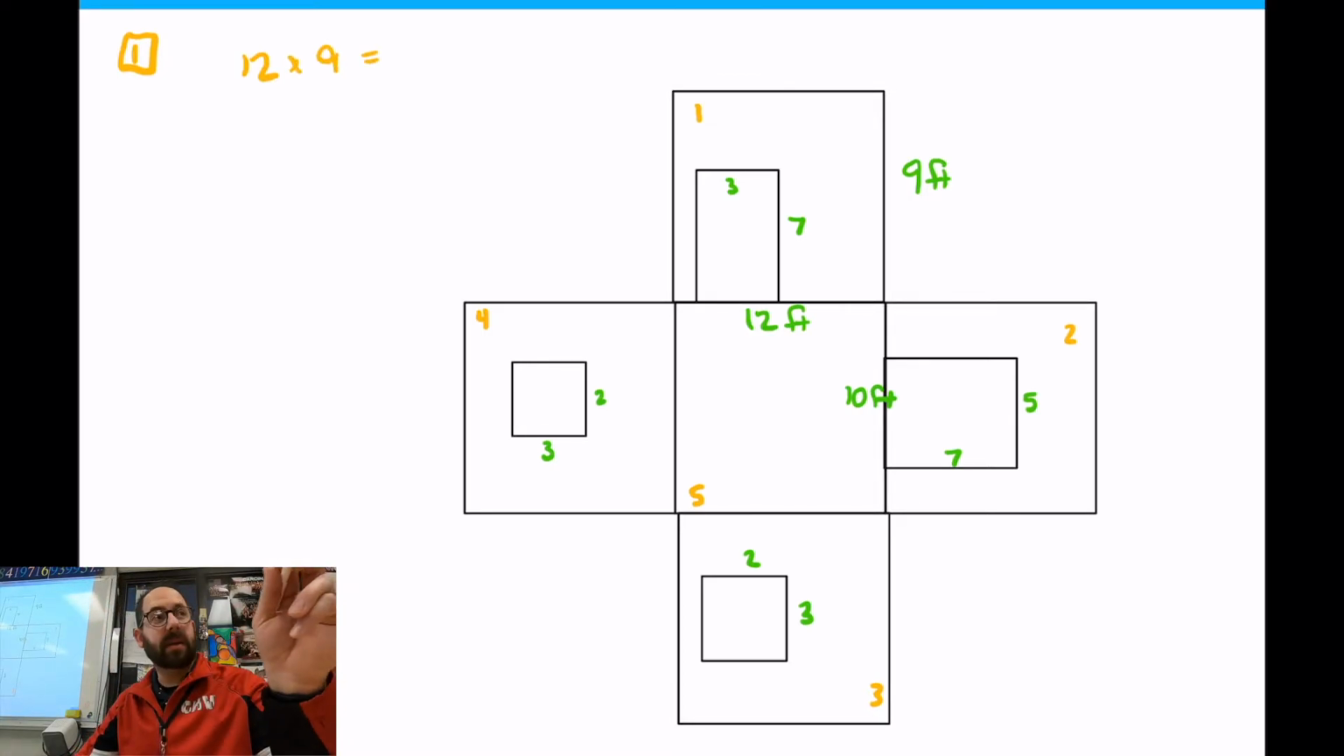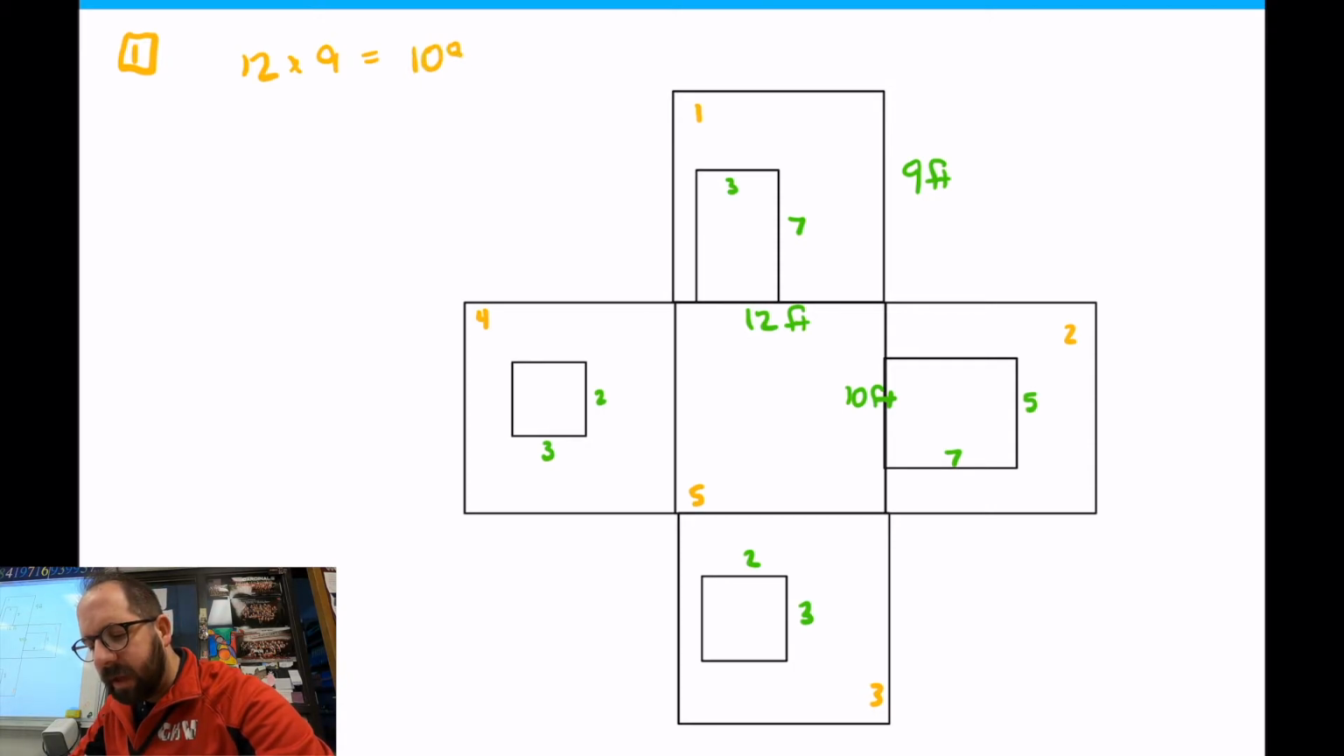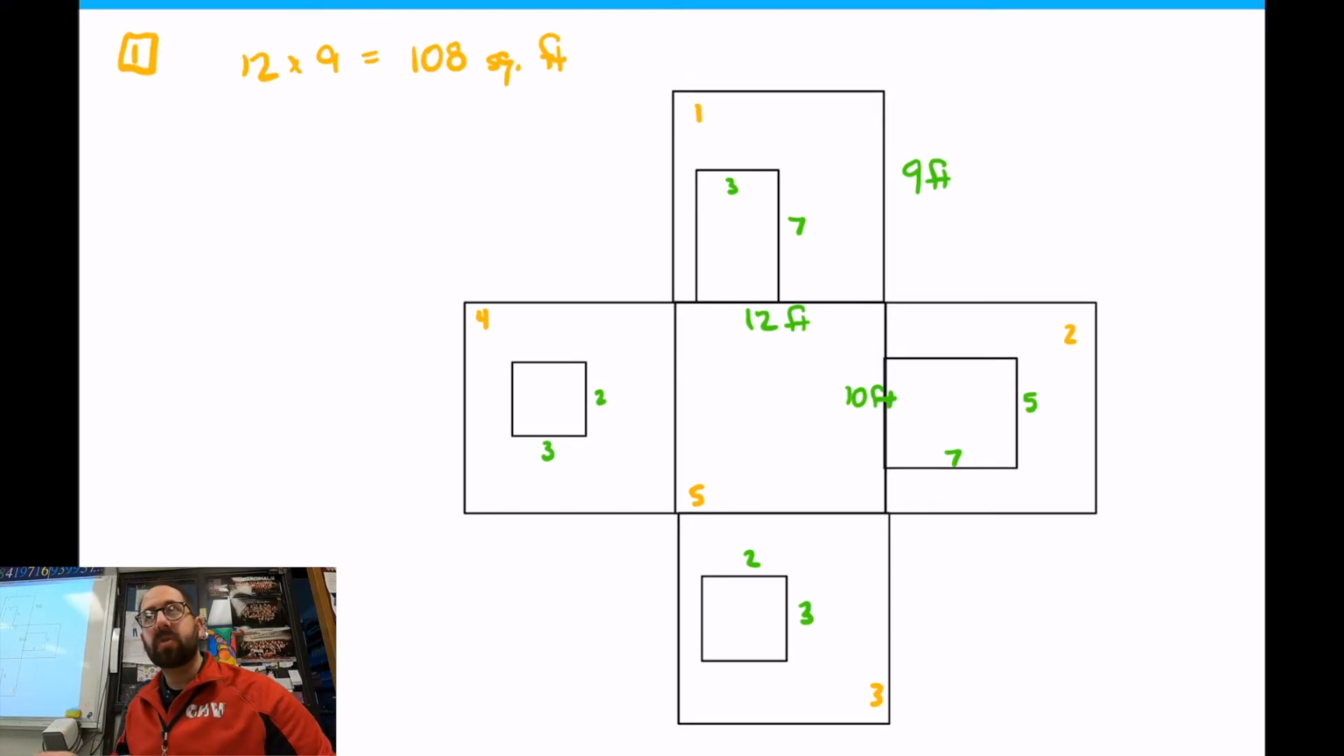12 by 9. So we're going to take 12 times 9. That's 108 square feet. Exactly. So on that first wall, the 9 times 12, you're getting your 108 square feet.